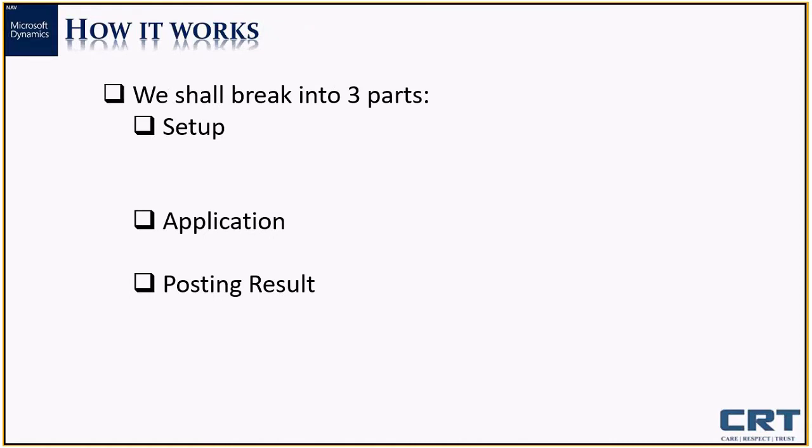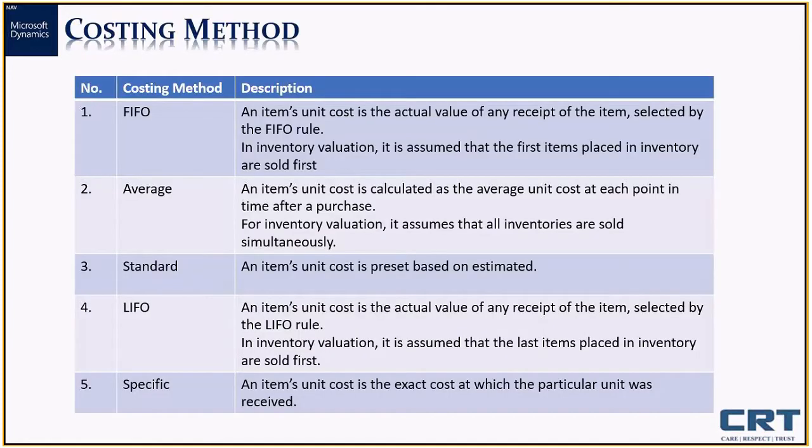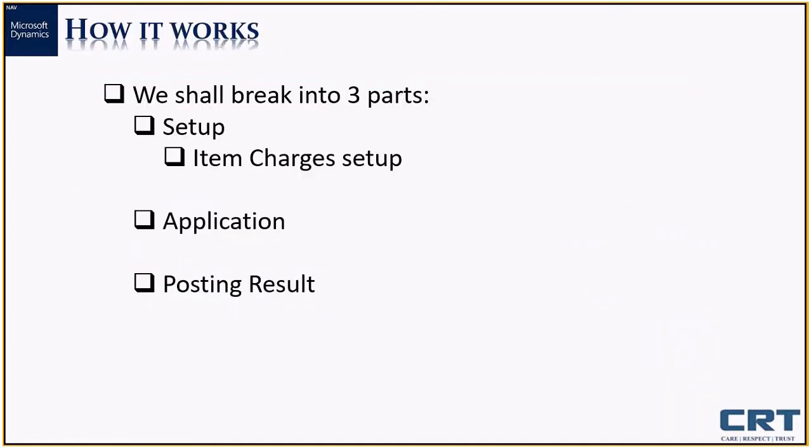get started on how it works. We will always perform the setup and the application, and also view the posting result for the application of this function. For the setup part, we will talk about the item charges setup. The item charges setup is a very quick setup because there are just a few columns you need to define, and then the application of it and the posting result of it. Okay, so let's have a look.